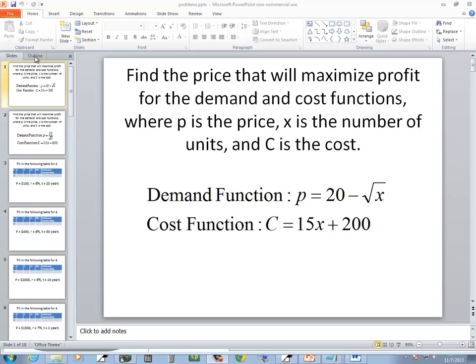Let's take a look at this problem. Find a price that will maximize profit for the demand and cost function, where P is the price, X is the number of units, and C is cost. That's little p is the price.